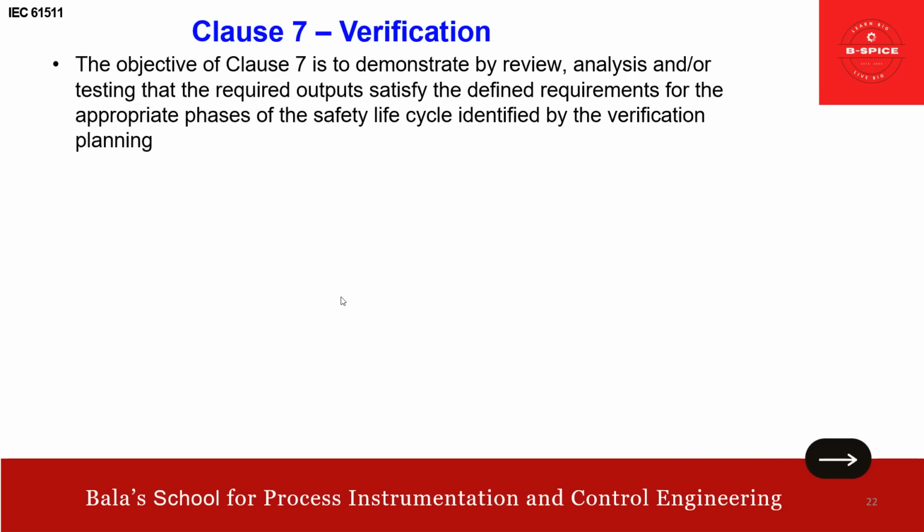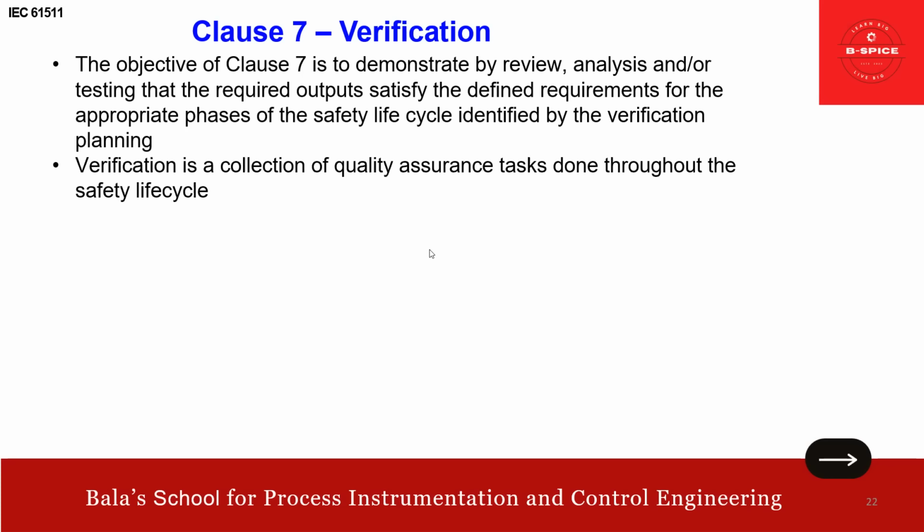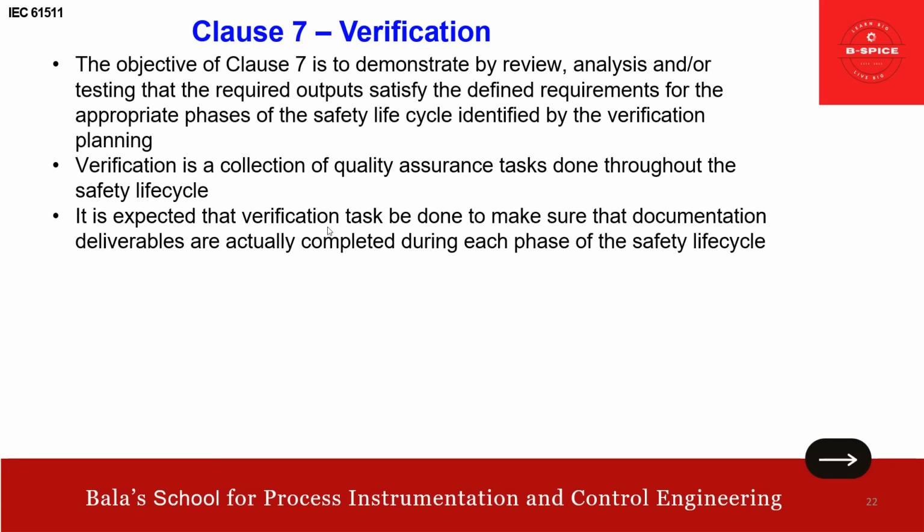Okay, right. Then clause 7, verification. See, we have done everything, right? Now we need to do the verification. The objective of clause 7 is to demonstrate by review, analysis, and/or testing that the required outputs satisfy the defined requirements for the appropriate phases of the safety life cycle identified by the verification planning. Verification is a collection of quality assurance tasks done throughout the safety life cycle. It is expected that verification tasks be done to make sure the documentation deliverables are actually completed during each phase of the safety life cycle.